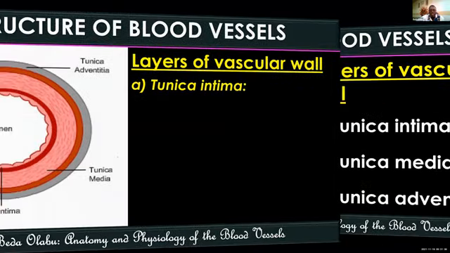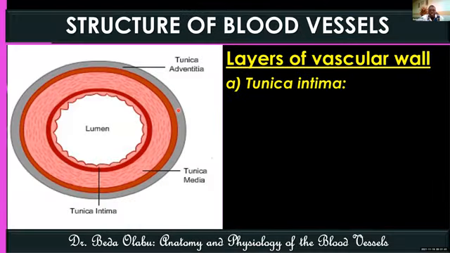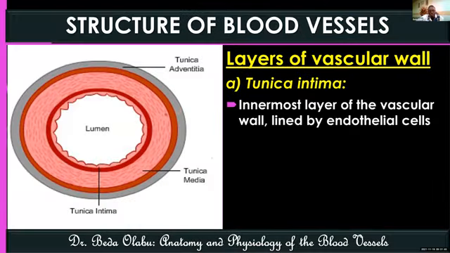Let's start with the innermost layer, tunica intima. So that's the tunica intima. The tunica intima is lined by endothelial cells. Usually endothelium is simple squamous epithelium. And that endothelium forms a barrier between blood and the tissues.